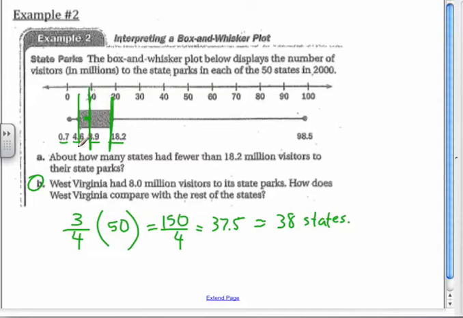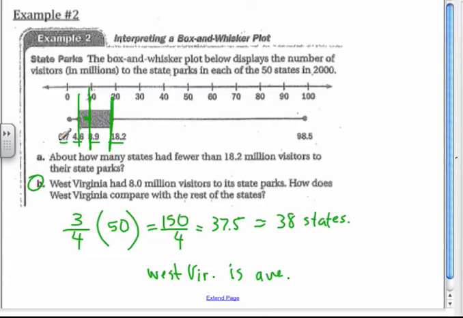I would say that West Virginia is average. You know? And you can think about West Virginia. It's mostly a rural state. Probably has nice state parks. And it's about average size for a state, so it's probably going to have about the average number of visitors. Smaller states are probably going to be down here, like 0.7 might be Rhode Island or Connecticut. You know, some tiny little states, or Delaware, places that don't have a lot of land.